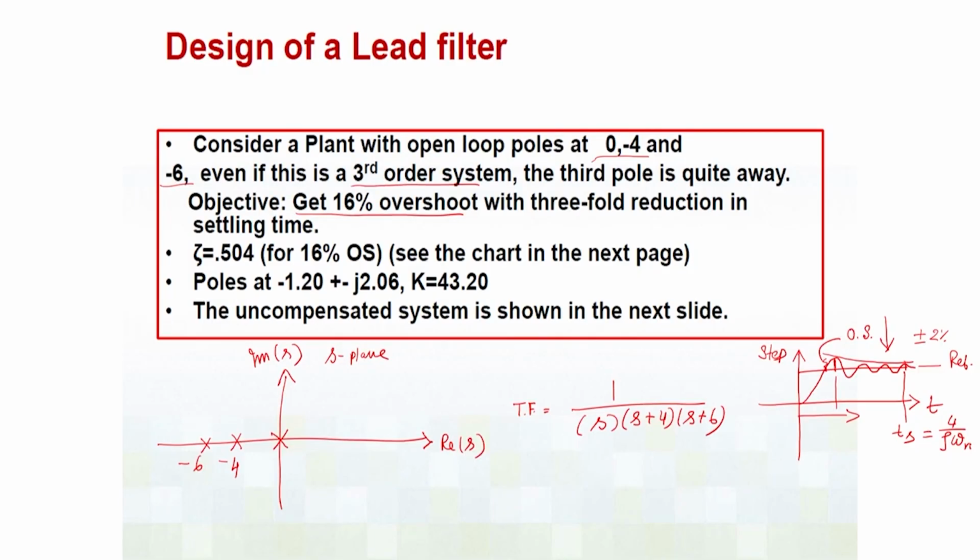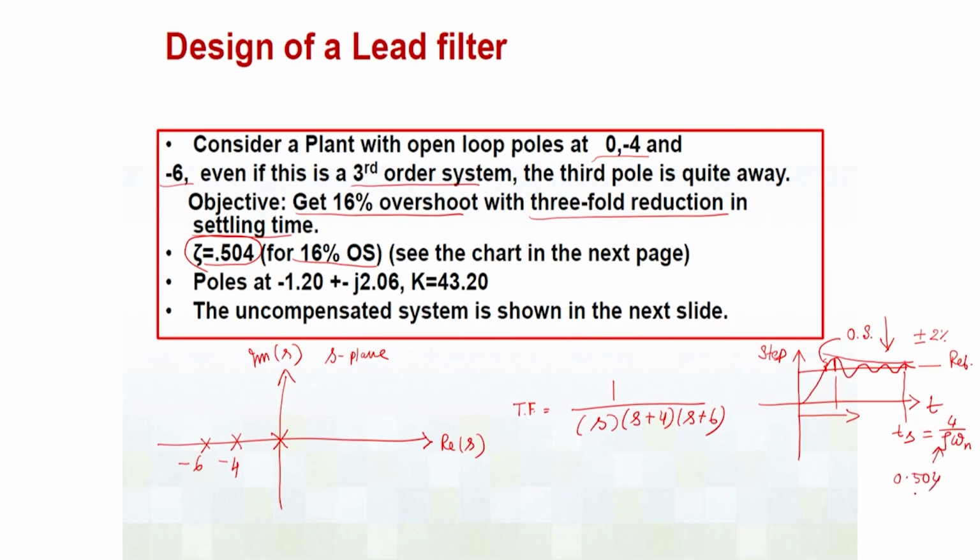So, this settling time is to be reduced 3-fold, that we have to keep in mind, and the overshoot should be less than or equal to 16%. Now, overshoot is directly related to the damping ratio. There is a formulation for it which will give you that 16% overshoot is equivalent to zeta of 0.504. So, that means this zeta value is 0.504.